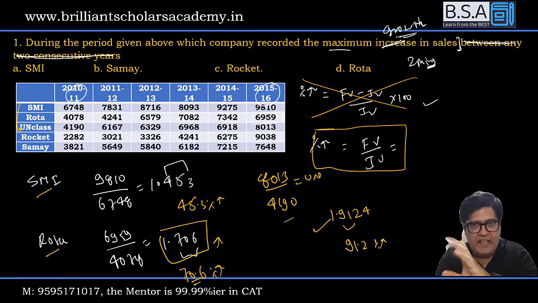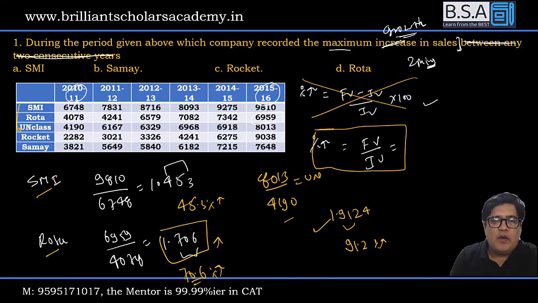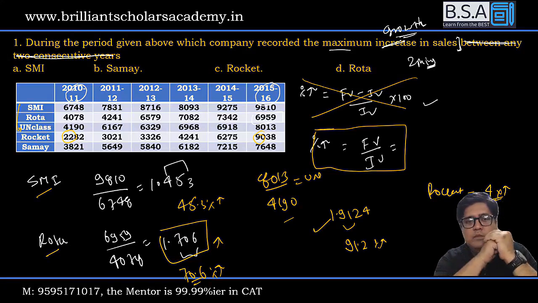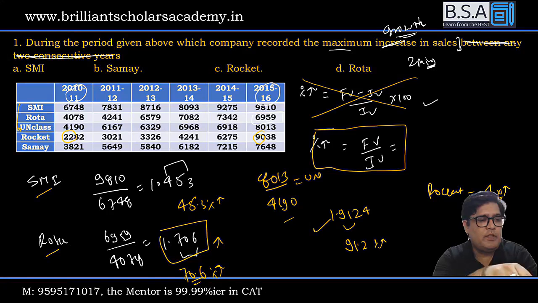For the variation I have given you, the highest one is Rocket, because you see from here 22 to 90, it is more than 4 times. For Rocket, it is more than 4 times. So it is a 300% increase. Is the ratio approach clear to everyone? Comment on the ratio approach. Is it clear to everyone?